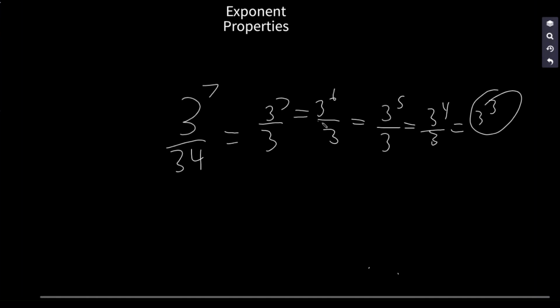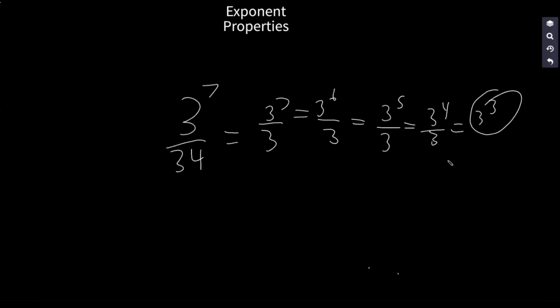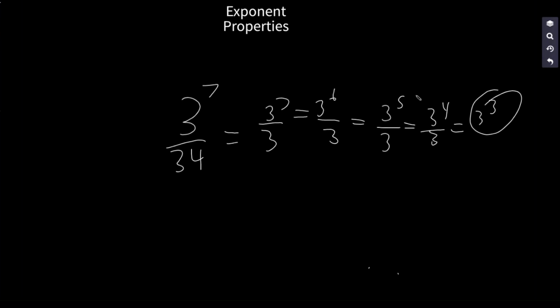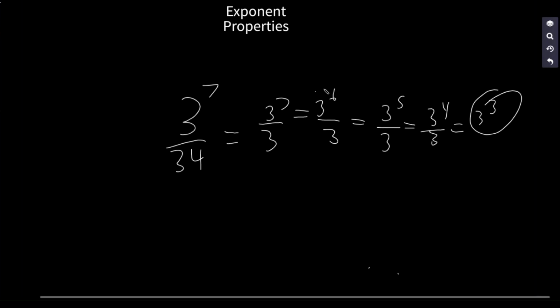But we don't need to divide by 3 so many times. There's actually another shortcut we can do. Basically, every time we divide by 3, we're just reducing the exponent by 1, right? So if we're reducing the exponent by 1 4 times, we can just think of it as subtracting 4 from this.